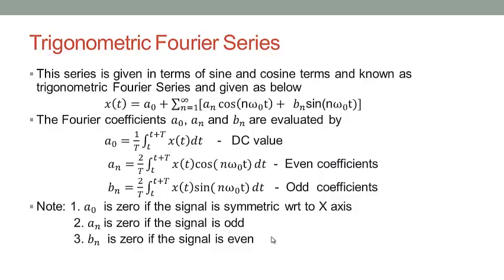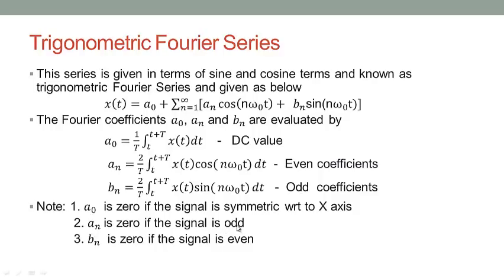As the cosine waveform is an even symmetric signal, you call these coefficients even coefficients. Then b n is given by 2 by T times the integral over one period of x of t sin n omega naught t dt. These are called odd coefficients. Now you can note down the following things. a naught is 0, that is the DC component will be 0, if the signal is symmetric with respect to the x-axis, that is the time axis. So if the signal is symmetric above and below, then the average value will be 0, and then a n will be 0 if the signal is odd.